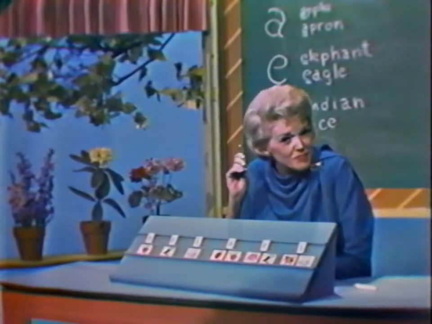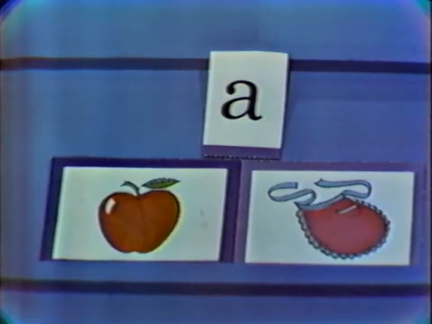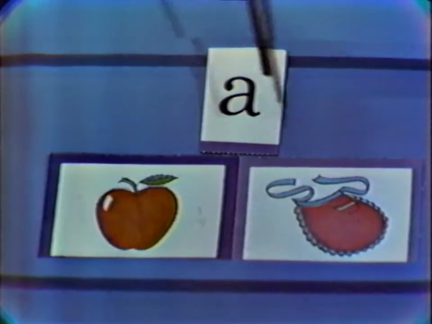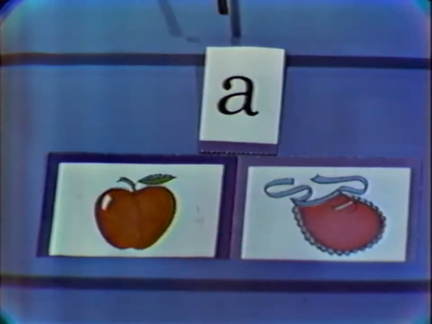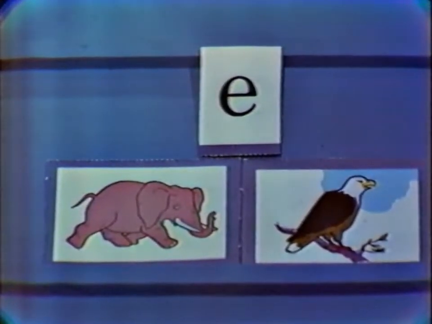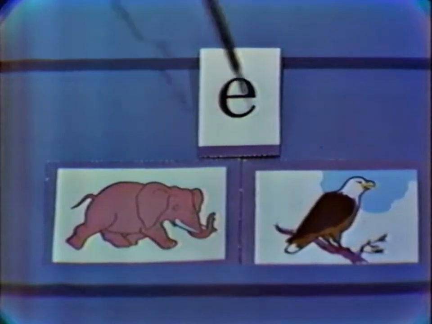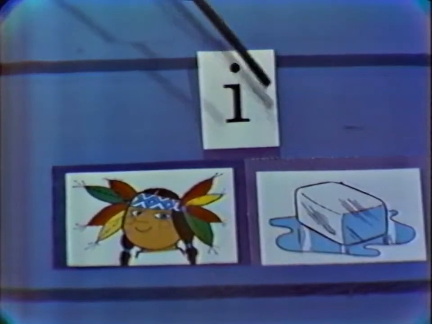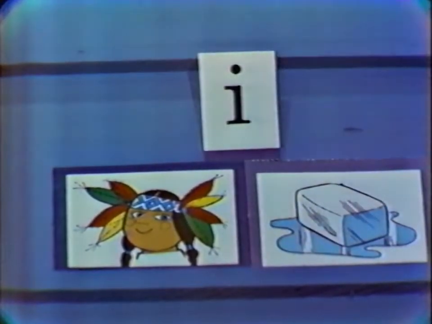The vowel may be short, or say its own name. Whatever the sound, the letter's the same. In apple and apron, what do you say? A. Apple and apron begin with an A. In elephant and eagle, what do you see? E. Elephant and eagle begin with an E. In Indian and ice, what do you try? I. Indian and ice both begin with an I.